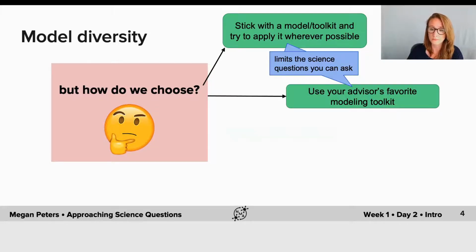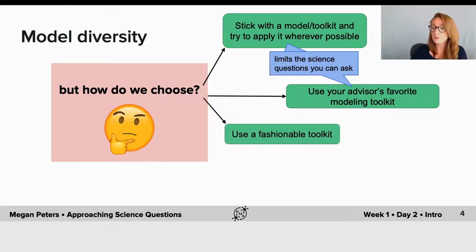You might think it's also good to use a fashionable toolkit, something that's really in right now, really hot, really state-of-the-art, so you can publish in high-profile journals. You might say, hey, you know what's really in right now? Deep convolutional neural nets, AI. I am going to apply state-of-the-art deep convolutional neural nets to this problem, and therefore I'll get insight.